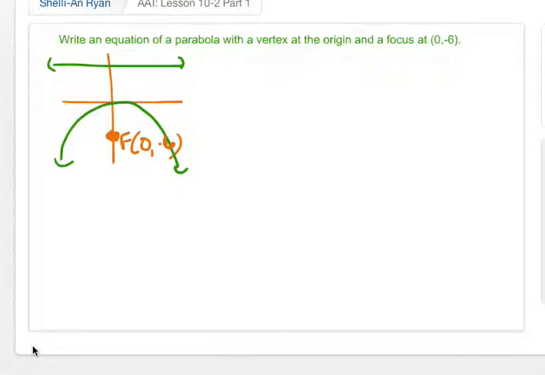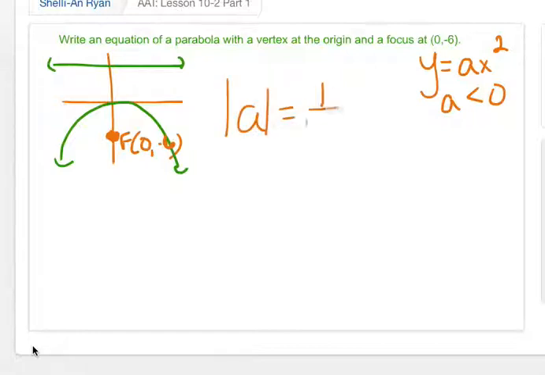Since the parabola opens down, we know that the equation is going to have to be y equals ax squared, and that a should equal a negative number. It should be less than 0. So start with the absolute value of a equals 1 over 4c. We don't know what a is, so it stays as the absolute value of a, and it's 1 over 4.